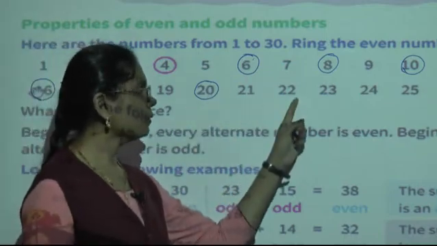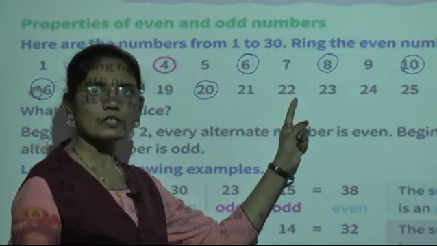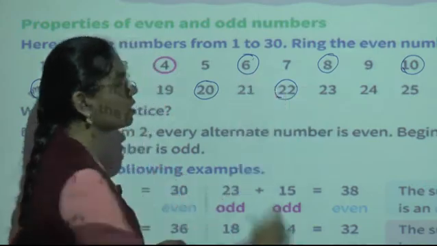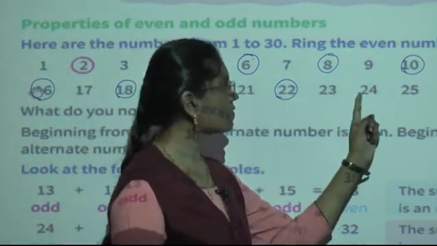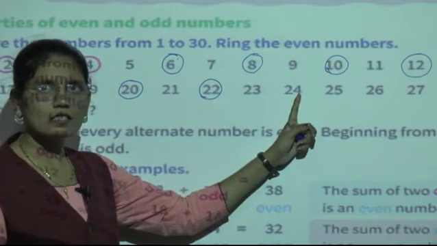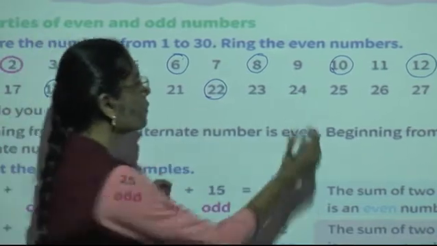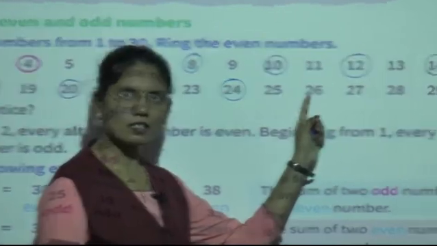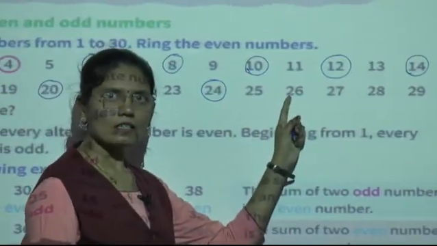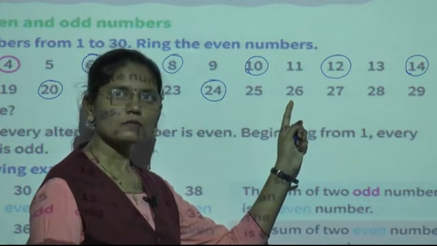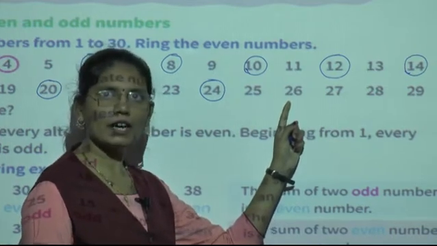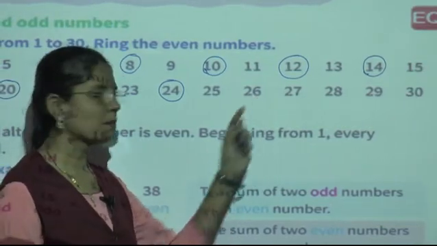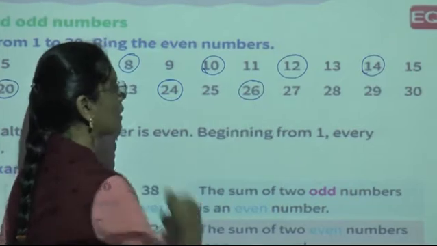Now see this 22. In 22, 2 is there, which is an even number. So 22 is also even. Now see this 24. Here 4 is there, and this is also an even number. So we will ring it. 24 is an even number. Now can you see this 26? Is it an even number or odd number? Yes, it is also an even number. Why? Because at ones place 6 is there, and 6 is an even number. So 26 is also an even number.